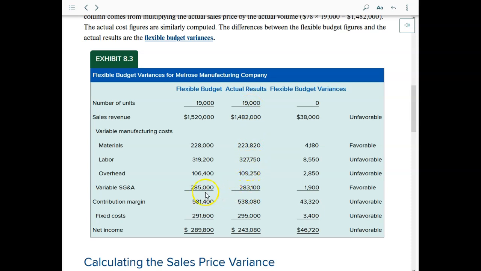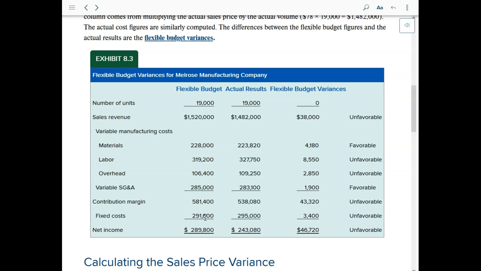The variable sales and administrative expenses, they were less than we probably thought we would have at the 19,000 level, that number is favorable. Now fixed cost. Remember before, this number did not change. Why? We were always comparing one budget to a different budget at a different level. They were budgeted numbers. Fixed cost is a fixed cost. We predict those to stay the same no matter what budget level.